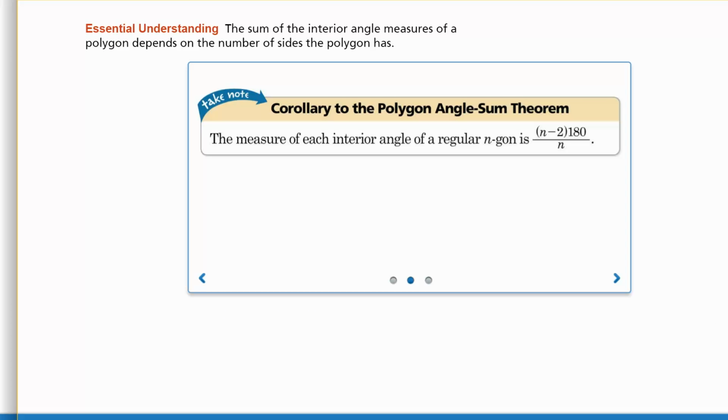So here's the formula we use. It's the corollary or an extension to the polygon angle sum theorem. In this case, instead of the sum of the measures of the interior angles, we're saying the measure of each interior angle. Each interior angle of a regular n-gon is the number of sides minus 2 times 180. This gives us a total, and we divide it by the number of sides or the number of angles that we have. Let's look at one more problem.